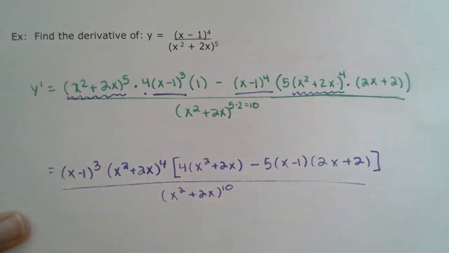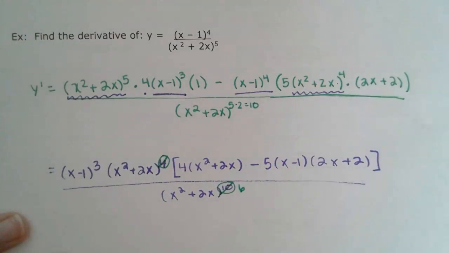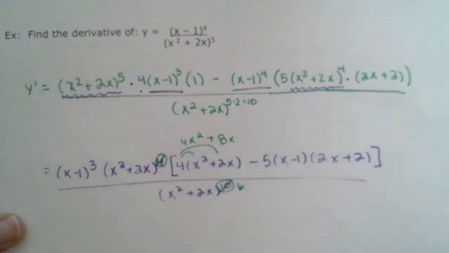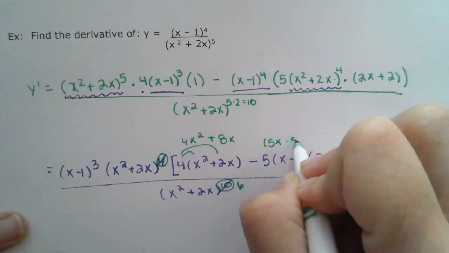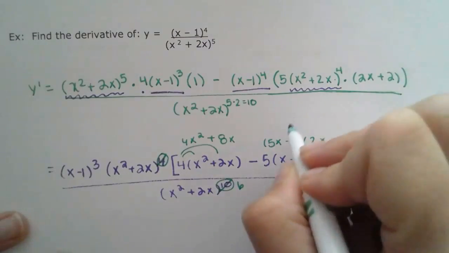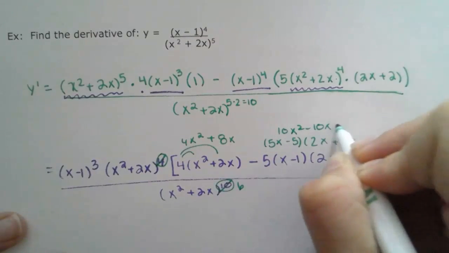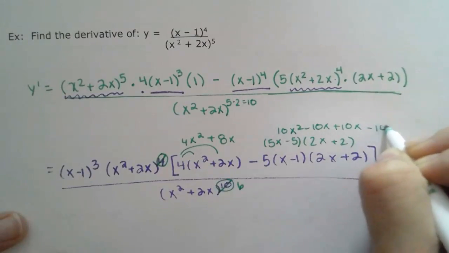And then what you should notice is that I have 4 and I have 10. So you can take 4 away, and that leaves you with 6. We're going to distribute our 4. So that gives me 4x squared plus 8x. And I'm going to FOIL and distribute here. So that would give me 5x minus 5 times 2x plus 2. And then that gives 10x squared minus 10x plus 10x minus 10.